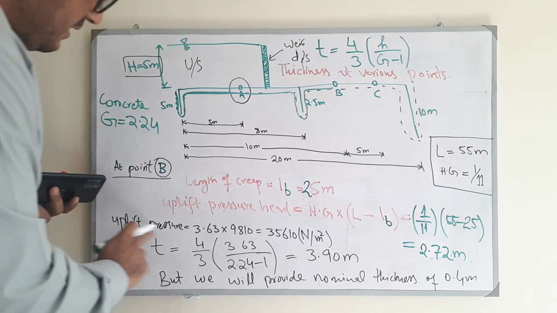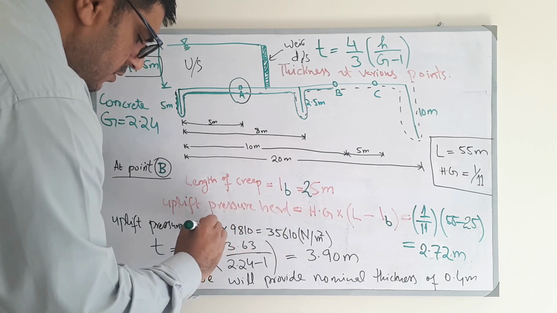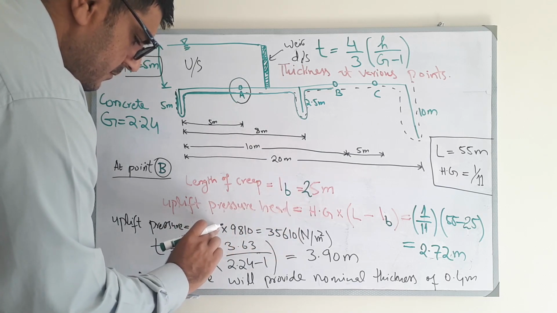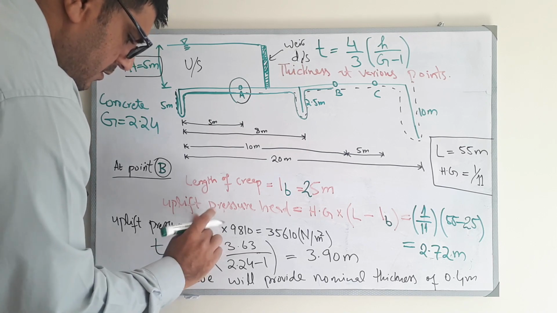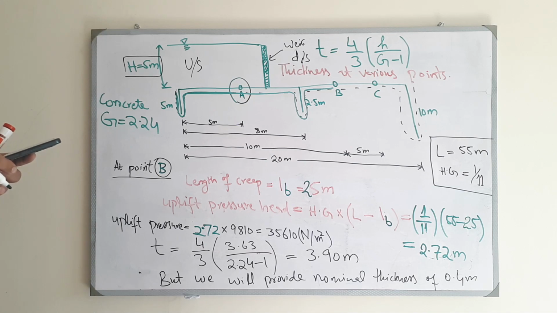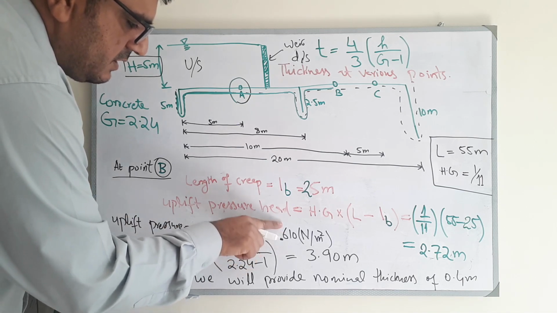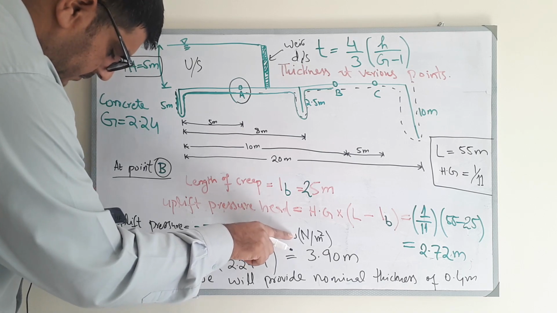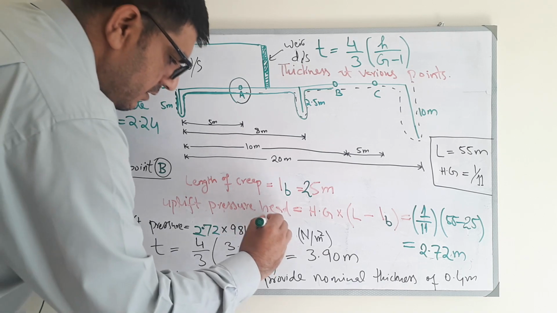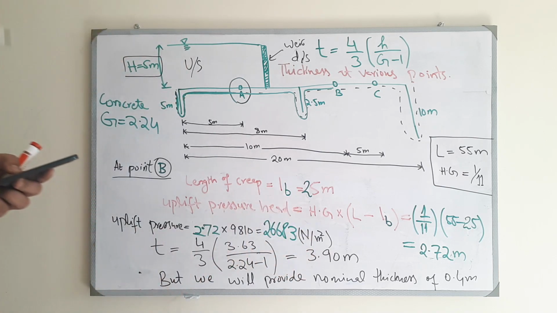So now we have to find uplift pressure. So this will be now 2.72 multiplied with the specific weight of water, and the answer will be 26683. 26683 Newton per meter square.